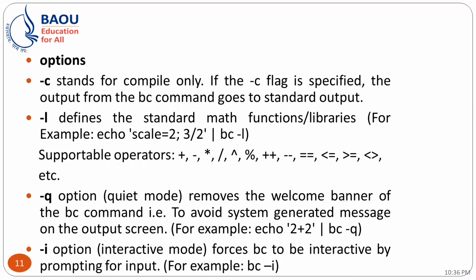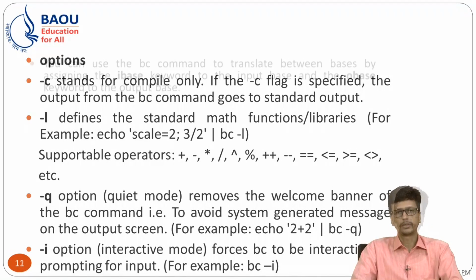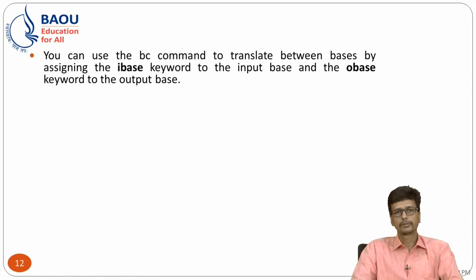Next option, that is the i option, that is the interactive option. Now if you are using this option, the bc command directly prompts for input from the user. Now the next important thing, two arguments, ibase and obase. Now you are already aware of the number systems, there are four: binary, decimal, octal and hexadecimal. Suppose you want to convert a number, or change data from one number system to another number system, in that case these two arguments can be used: ibase, that is input base, and obase, that is output base.